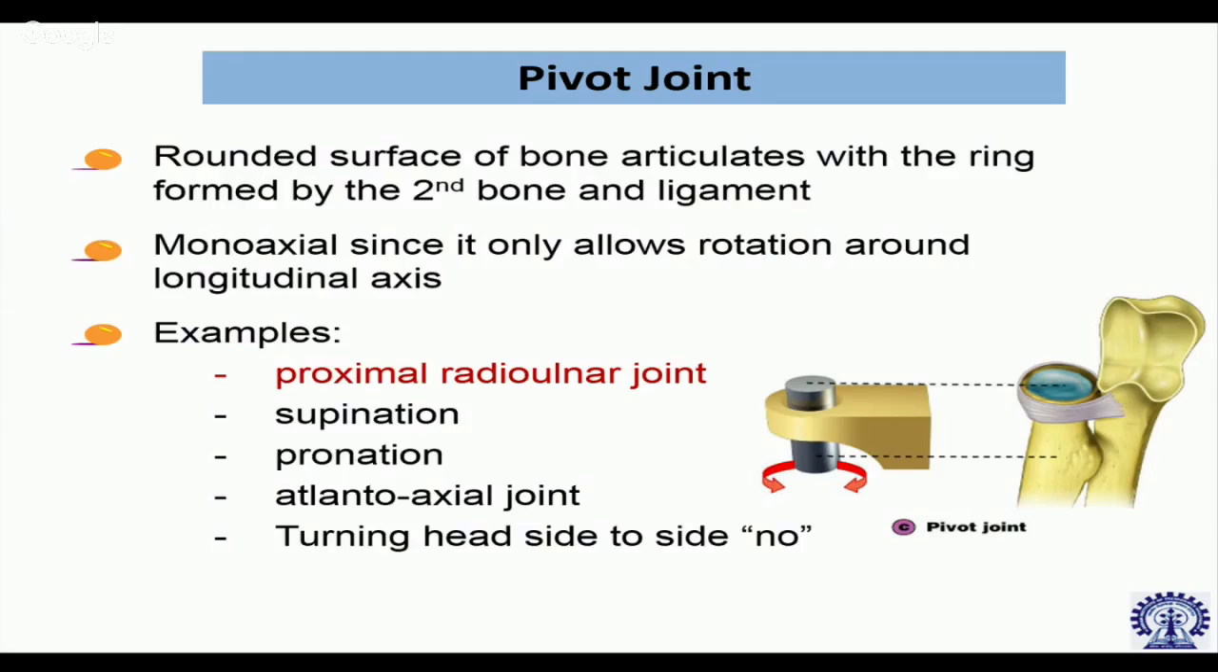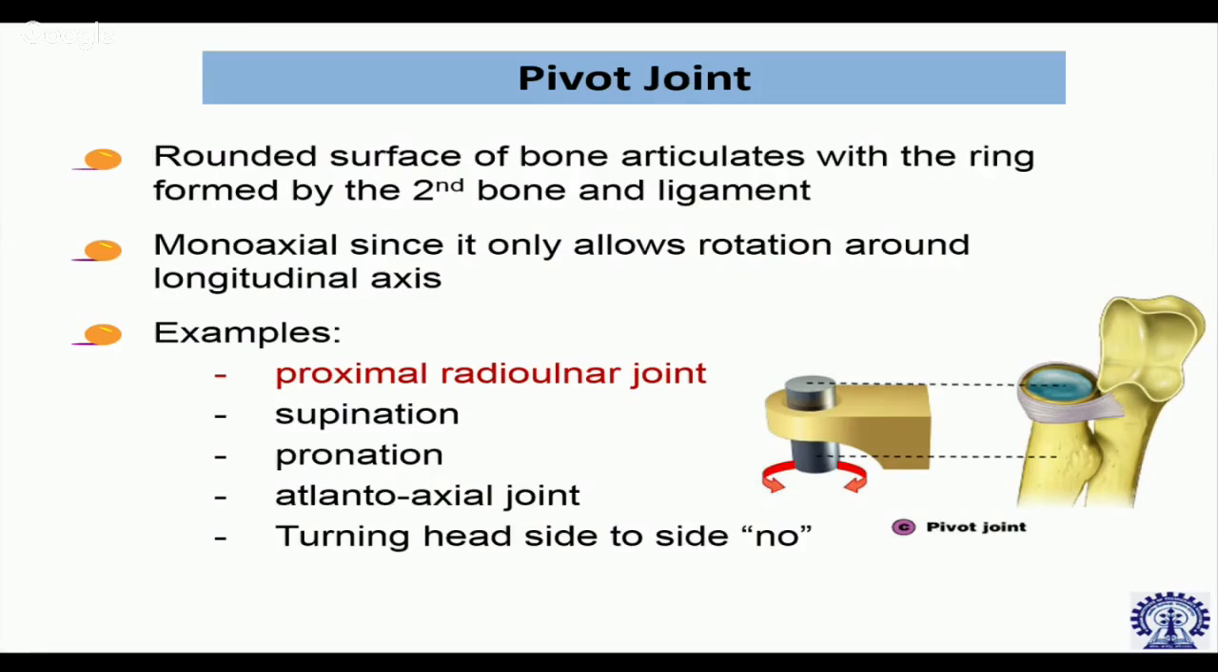Within the shoulder girdle, we have the clavicle connected to the sternum by the sternoclavicular joint. Pivot joints are such as the radio-ulnar joint.